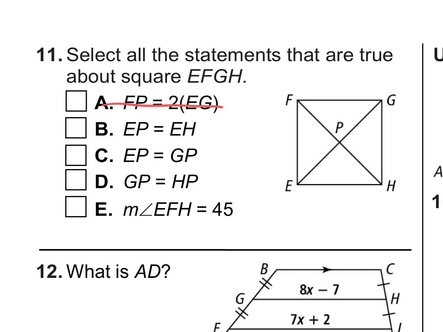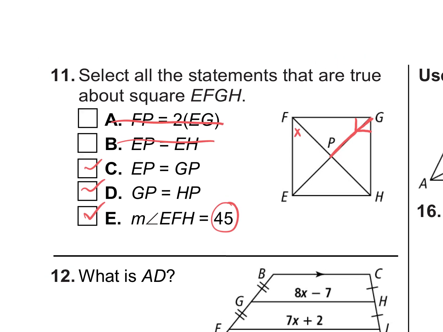Is EP equal to EH? False. Yep. Is EP congruent to GP? Yes, true. GP congruent to HP? Yes. True. And then does EFH equal 45? Yes. How do we know that for sure when it doesn't give us any angle measures? Because the whole angle is 90 degrees. It's split in half. Yep, whole angle's 90, and remember these diagonals in a square split that angle in half. So 90 divided by 2 gives us 45.